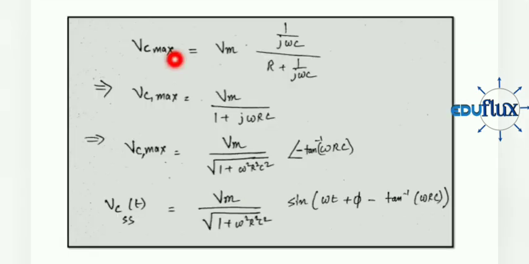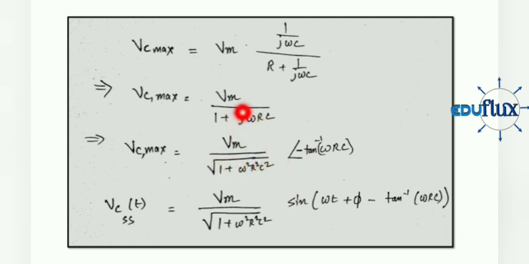So Vc max is equal to Vm into 1 by j omega C divided by R plus 1 by j omega C. So Vc max is equal to Vm by 1 plus j omega RC. So omega C will come here, it will become j omega RC plus 1. So the magnitude of Vc max is Vm by root over of 1 plus omega square R square C square.